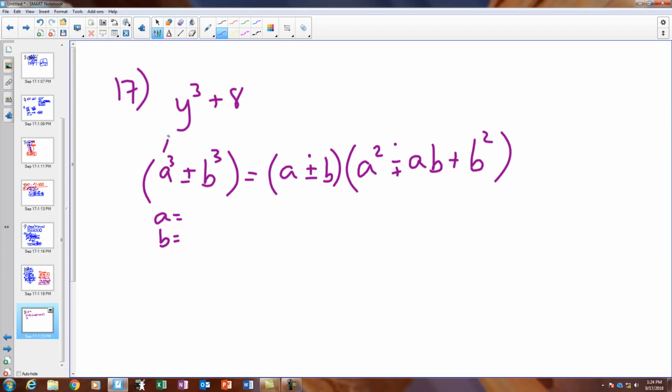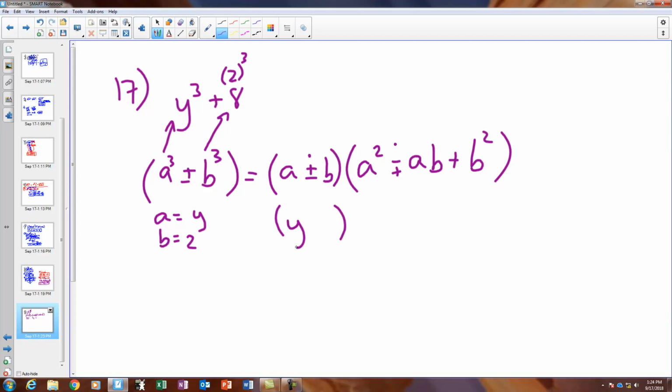It looks from here that A must be y. Where people get into trouble is thinking that B is 8. It's not 8. It has to be something cubed. So the question is, what number cubed is the same thing as 8? And the answer to that is 2. So in this case, B is 2. You're always going to be looking for what number is that value representative of.